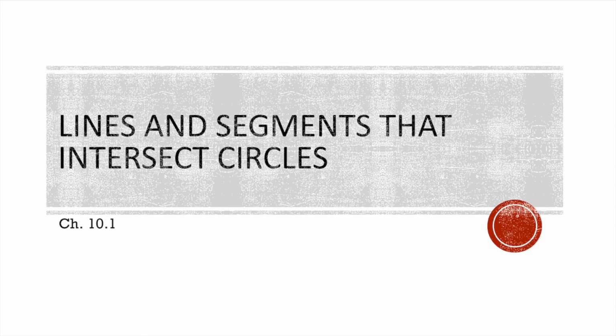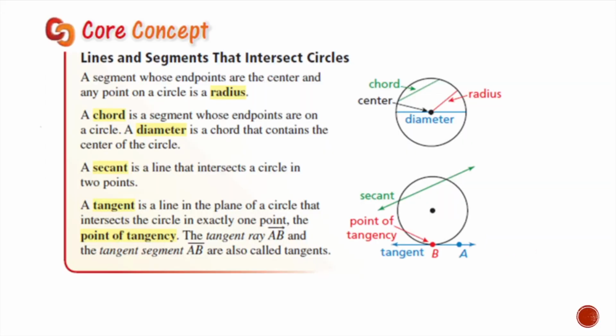Alright guys, almost done. We're going to start our next lesson into circles, particularly lines and segments that intersect these circles. So before we begin, let's go over some definitions. Most of you should already know what a radius and diameter are, which is identified here. Now a chord, you can see, is a segment whose endpoints are on a circle.